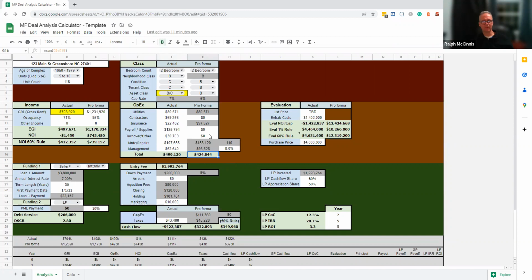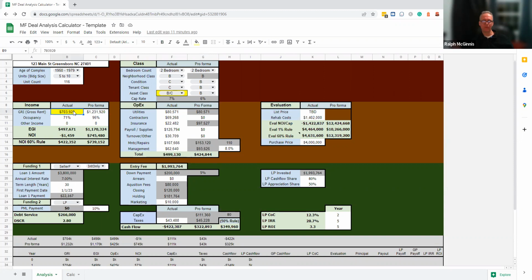The NOI subtracts out the OpEx. So if you diminish your OpEx, you will increase your NOI, you will increase your evaluation. So that's one of the things you want to try to do. Decrease your operating expense, increase your income. So over here, you see this pro forma income was higher than the actual income.